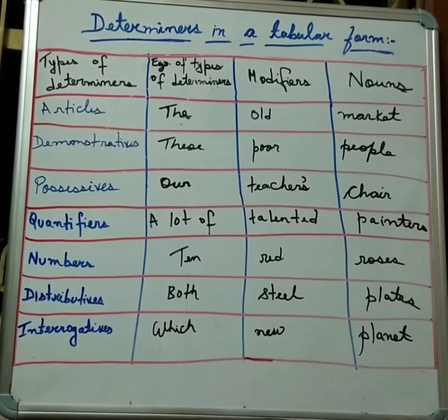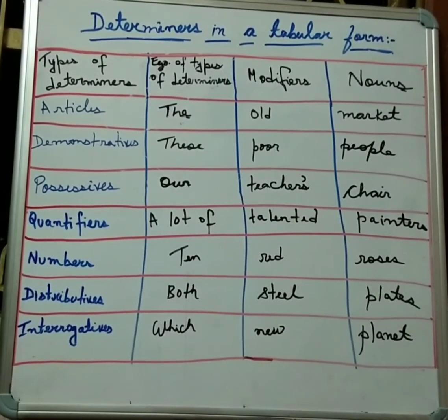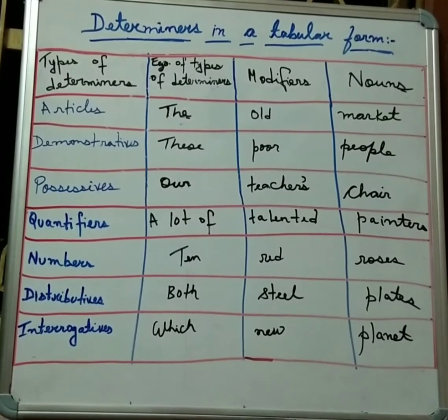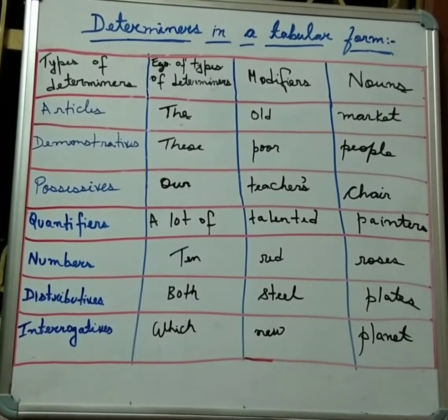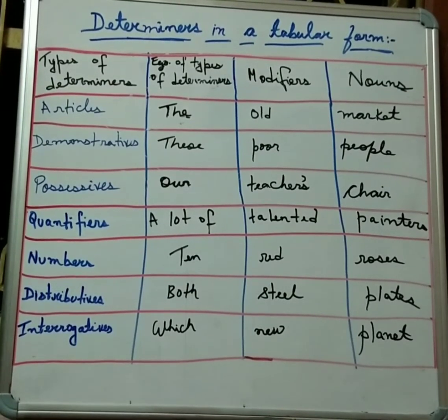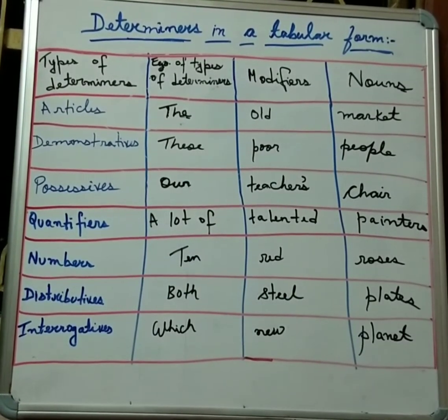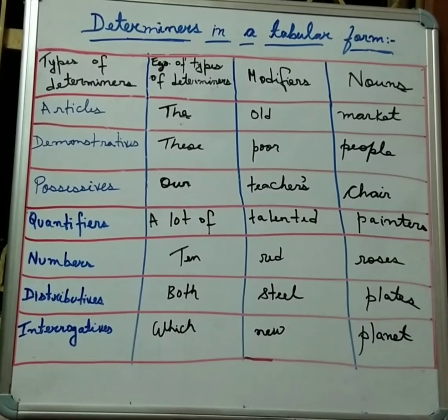Coming to the next, it is the quantifiers. Here the quantifier is an entire phrase: a lot of. The modifier is talented and the noun is painters. Painters is a plural noun. Talented is modifying the plural noun painters, and it is an adjective. And the quantifier tells us that there are many talented painters. We don't know how many, but a lot of.